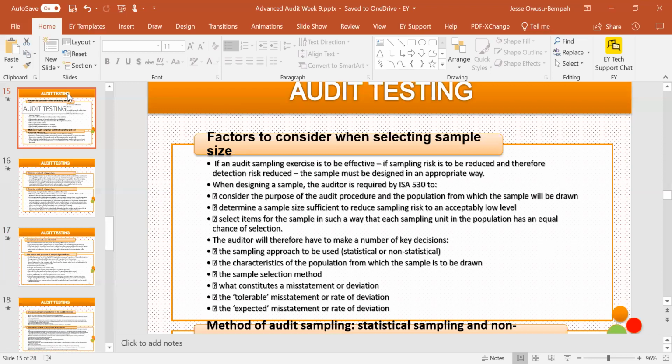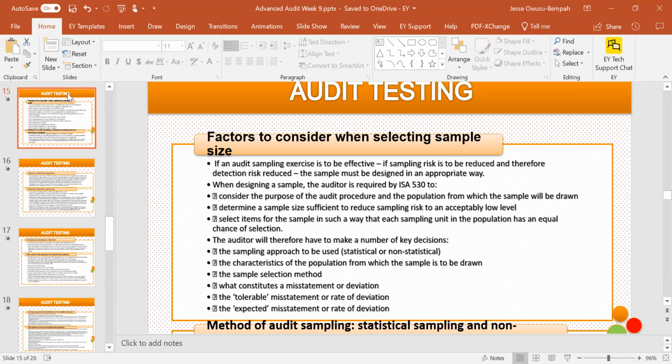There are several factors that you consider when selecting a sample. If an audit sampling exercise is to be effective, the sample must be designed in an appropriate way, right? When you design a sample, the auditor is required to consider the purpose of the audit procedure and the population from which the sample will be drawn. The auditor has to determine the sample size that is sufficient to reduce sampling risk. The auditor must also ensure that each sampling unit has an equal chance to be selected.